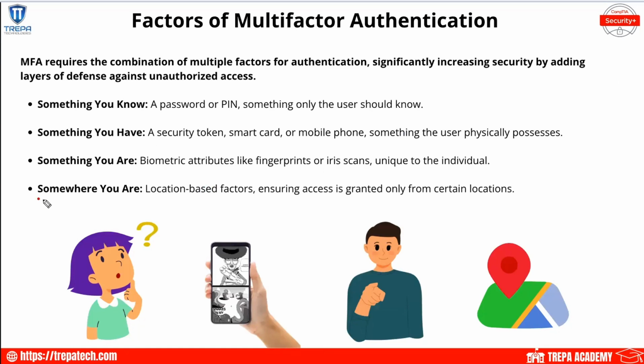Another one that's come up is somewhere you are. That's going back to contextual authentication. But the 3 main ones: something you know, something you created as a user that only you should know. Something you have, that's something physical, like getting a code on your phone, a push notification, a smart card, a security token. Then something you are, something you're born with, your biology: your fingerprint, your face, iris scans. Then somewhere you are, that's location-based factors, where your IP is coming from.